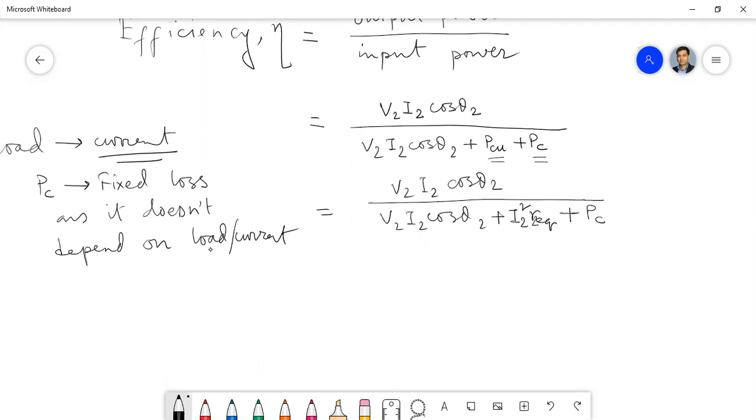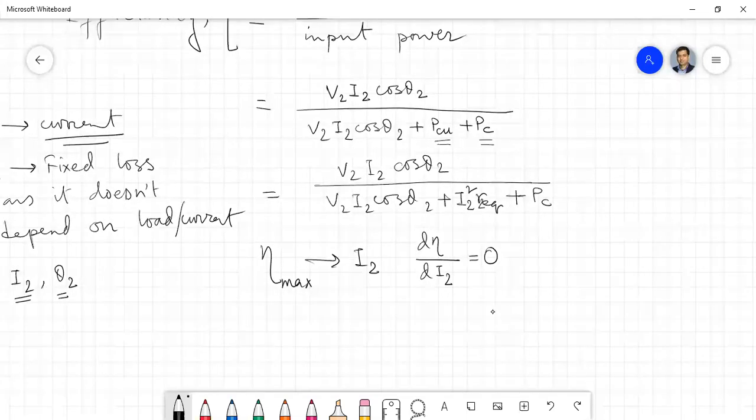Now the main variable here is the current or load. Now load has two parts, one is I2, another is theta 2. So I2 is the amplitude of the load current and theta 2 is the power factor angle of the load. Now if we want to derive the maximum efficiency condition with respect to the load current only, what should I do? We have to take the derivative d eta by d I2, I2 only, and we have to make it zero. So you just try to find out the condition for maximum efficiency.